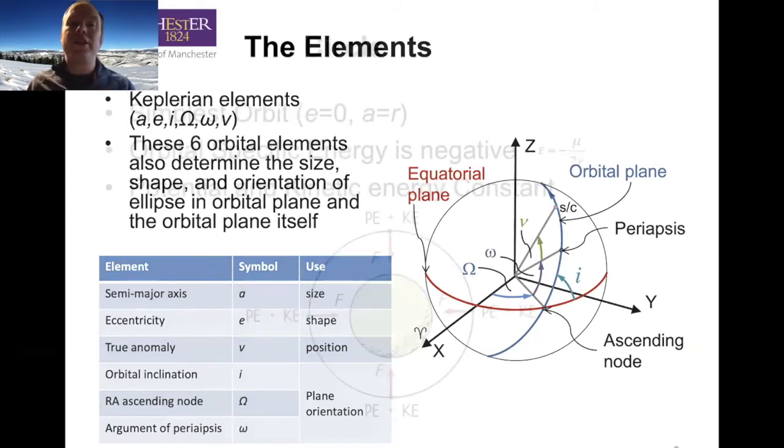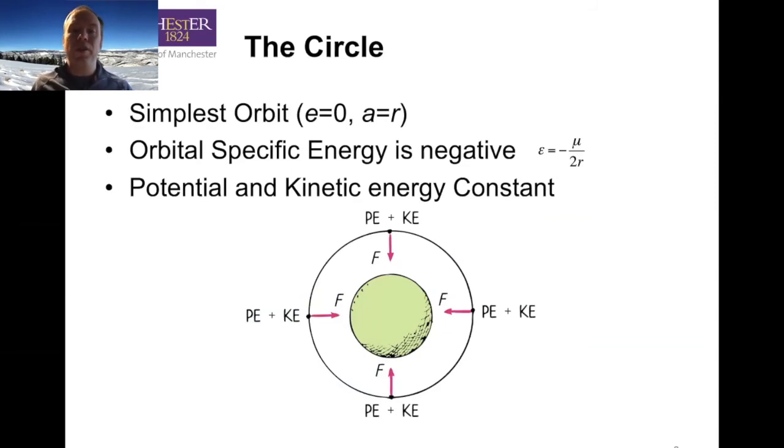Okay, our simplest orbit, the circle. We're going round and round and round. Our eccentricity is 0. Our a is equal to r. It's also equal to our semi-minor axis.